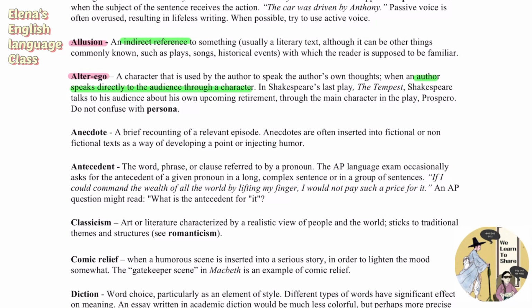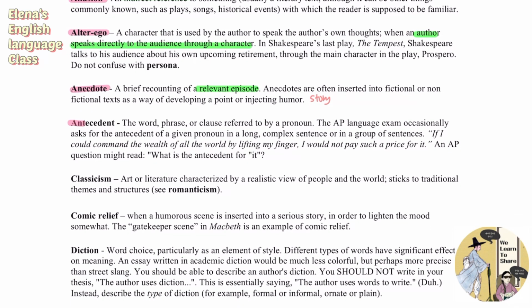The next, we're going to look at anecdote, which is a brief recounting of a relevant episode. Anecdotes are often inserted into fictional or non-fictional text as a way of developing a point or injecting humor. Over here, just understand this as a story, a brief recounting of a relevant episode. It could be a personal anecdote where you come out with your own story that might be relevant to the whole storyline of this play or of this writing.